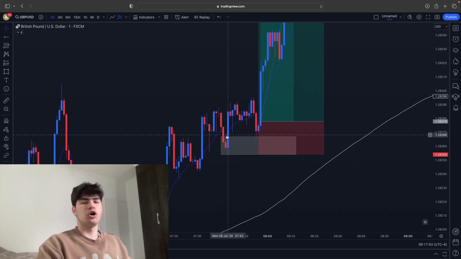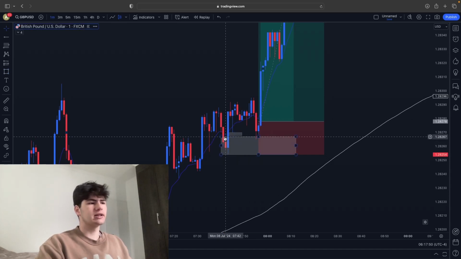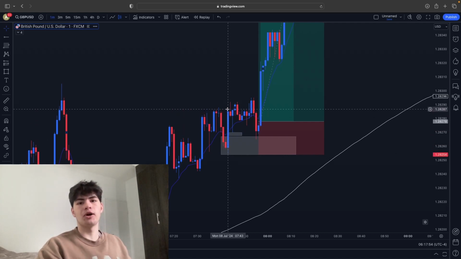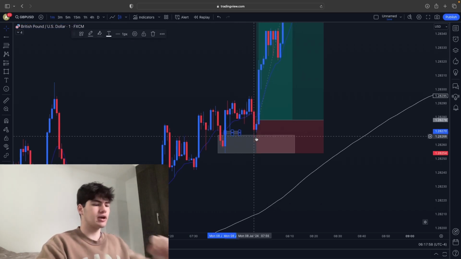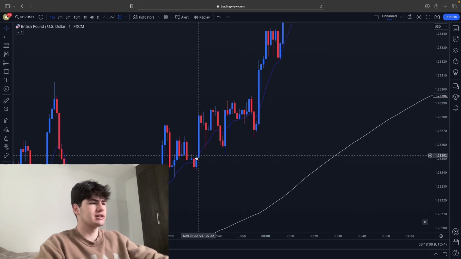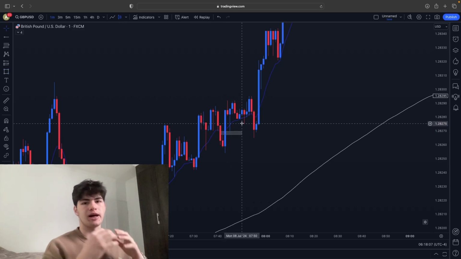So with this demand right here, you can see that there is a gap right out of it. As soon as we get the demand that gets created and we get that big push to make the demand actually valid, it has to leave behind a gap. Just like this setup right here, I'm actually going to remove everything just so you can see a little bit more clear. There is a gap right there. And that's what we need for every single one of our supply or demand zones.